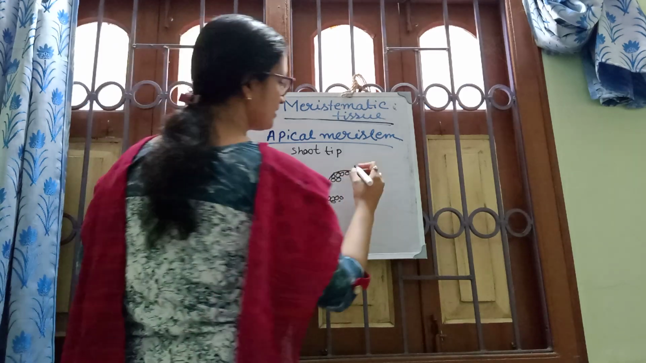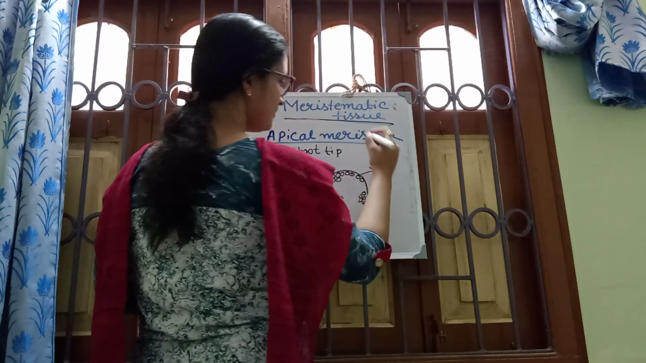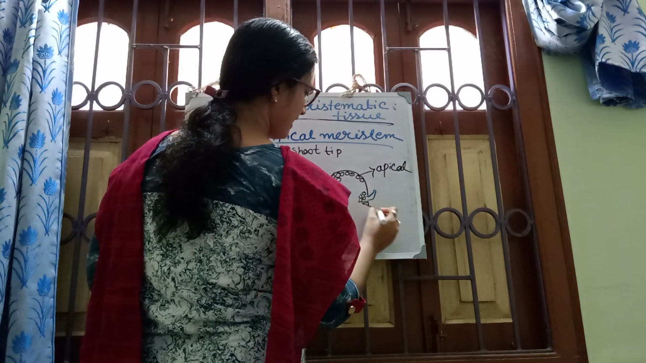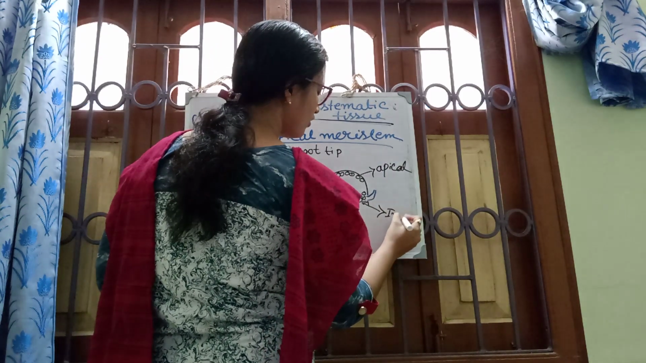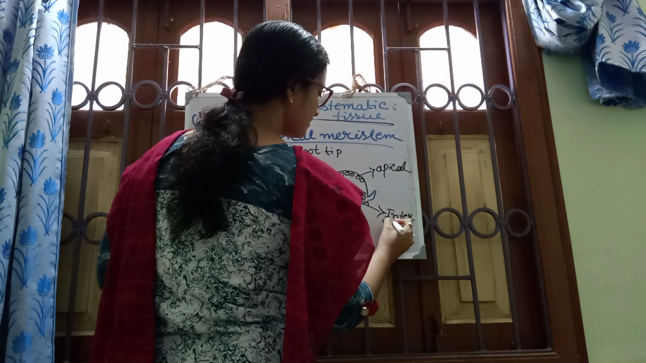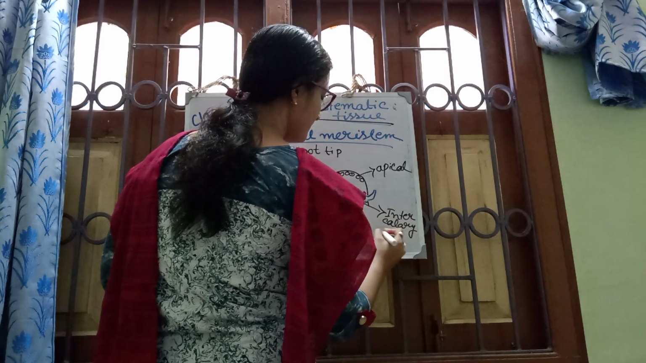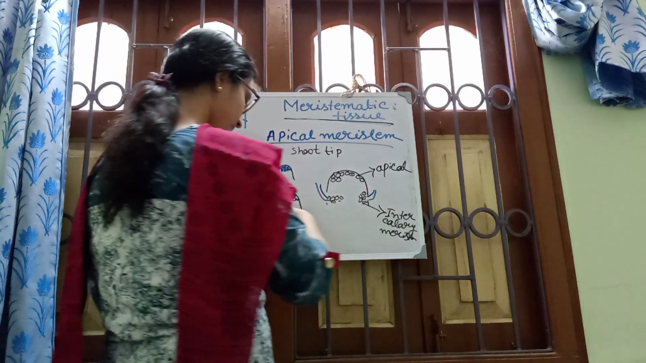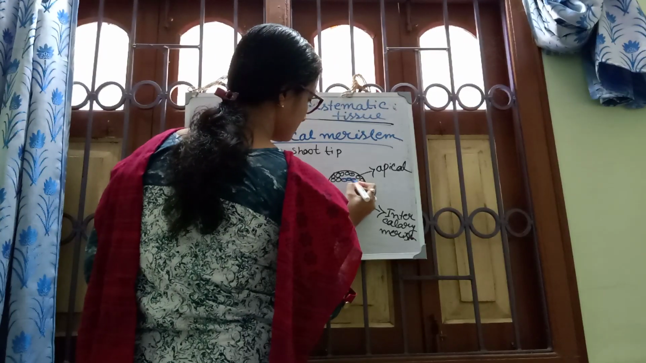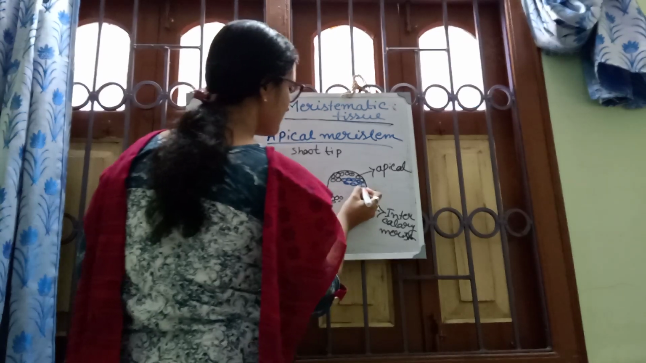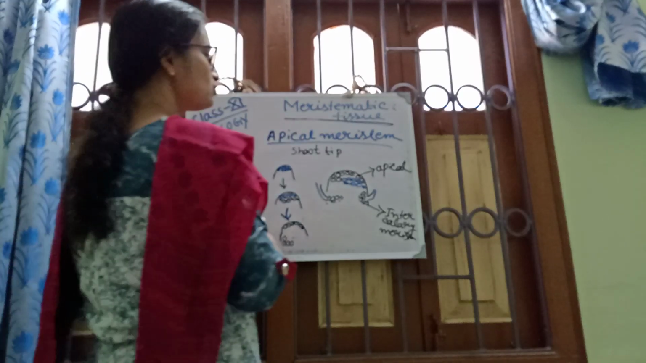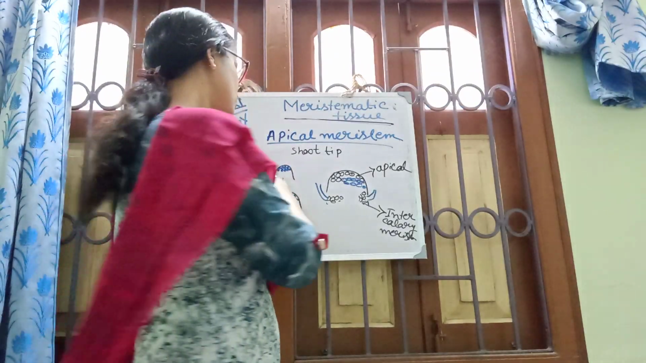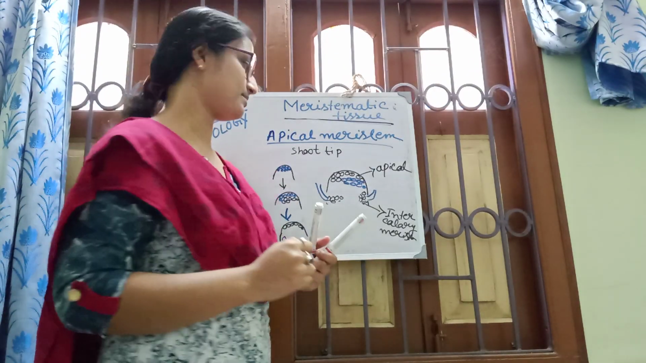Here, at the tip portion, is called the apical meristem, and this particular tissue is called the intercalary meristem. Here the permanent tissue is present. Actually, in the shoot system, both apical and intercalary meristems are present, but in the root system, only the apical meristem is present.